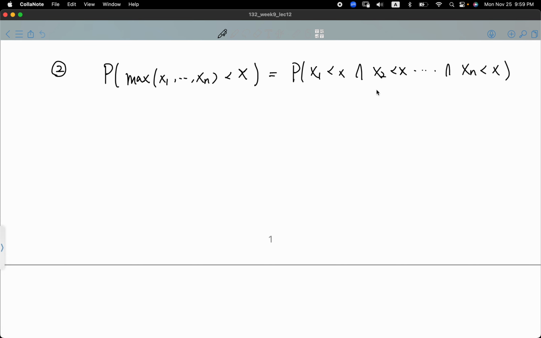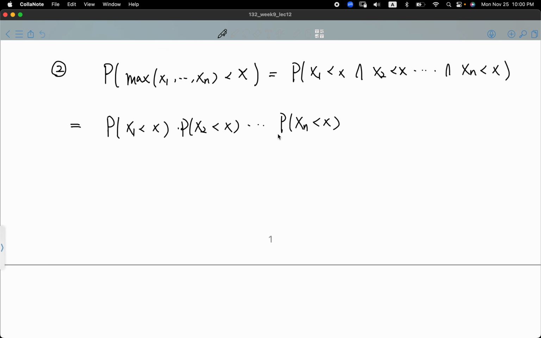And now we can use the keywords from the question or from the definition, that x1 and x2 and all the way to xn are all independent. So the event of this intersect with this event and this event is essentially just the probability of x1 less than x, and then x2 less than x, and then all the way to P of xn less than x. And this is because they are independent. Okay, so now for the individual components here, these are the CDF for this uniform random variable less than that. And also they are identically distributed, so let me put identically.